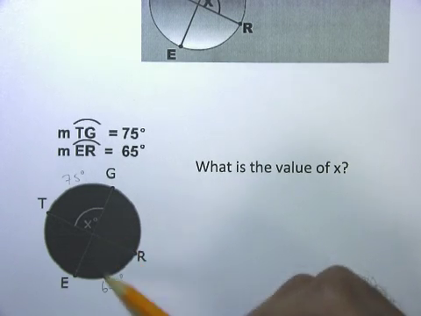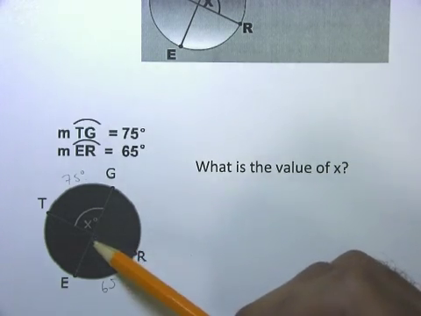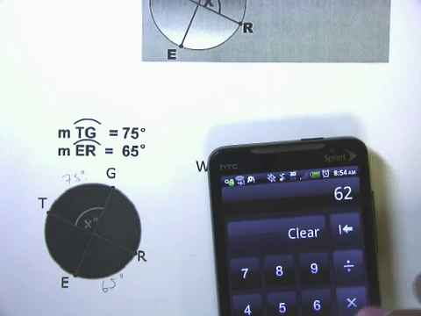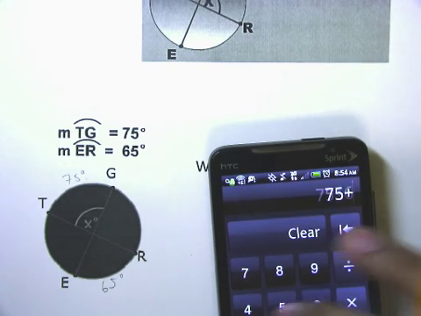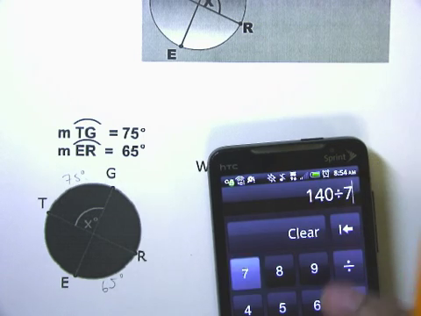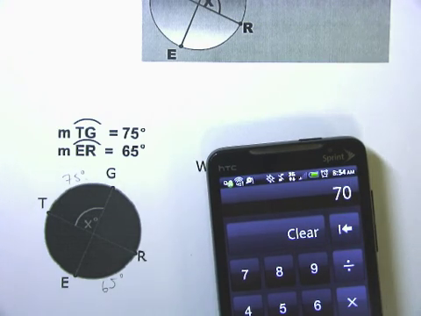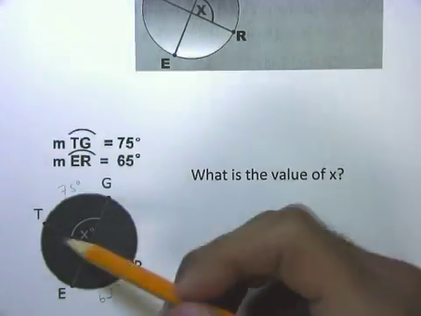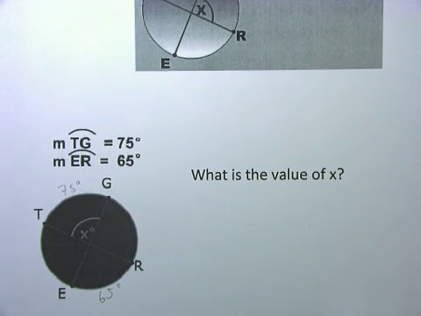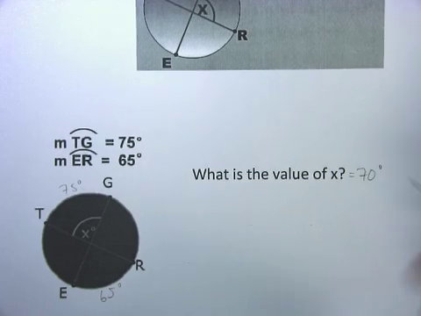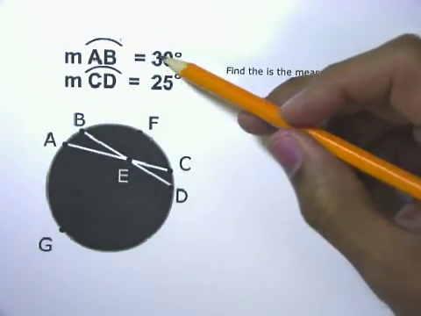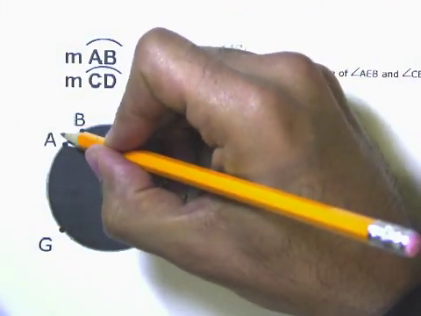So let's take a look at an example here. Here I have arc TG, which is 75 degrees, and here I have arc ER, which is 65 degrees. And I want to know what is the value of this angle here in between both of them, right? Well, since it's inside, I'm going to add and divide by 2. So let's add them and divide by 2. 75 plus 65 is equal to 140 divided by 2. So that's going to give me 70 degrees. So the value of x in this situation, this angle, which by the way may or may not be a central angle, is equal to 70 degrees.